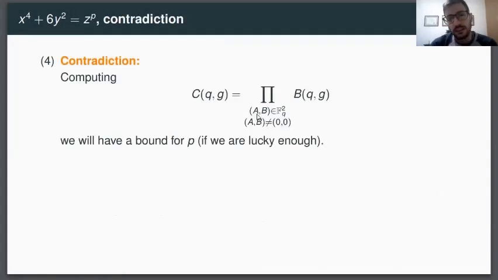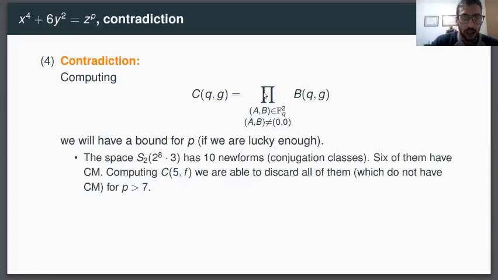So what we do is vary the possibilities of a and b modulo q, and we compute this product. So we have that p must divide this product, and we say that we have a bound if we are lucky enough, because if this product does not vanish, we have a bound. Suppose that this product equals 10, then we have that p must be 2 or 5, but we cannot say anything if this product equals 0.